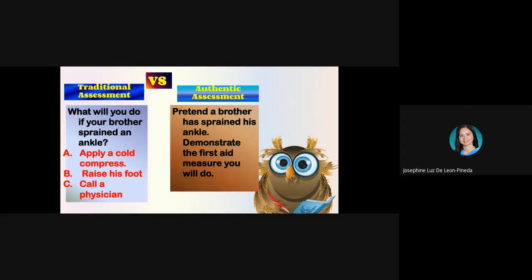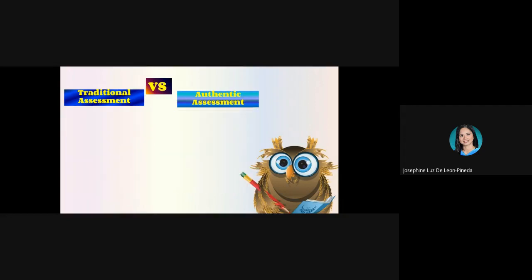So, titingnan mo ngayon kung ano ang talagang gagawin niya pag gano'n ang pangyayari. So, it's easy for us to say what we are going to do if we know the concept. But if we are in the actual situation, dito mo makikita kung talagang alam niya kung anong gagawin. So that's an example of authentic.